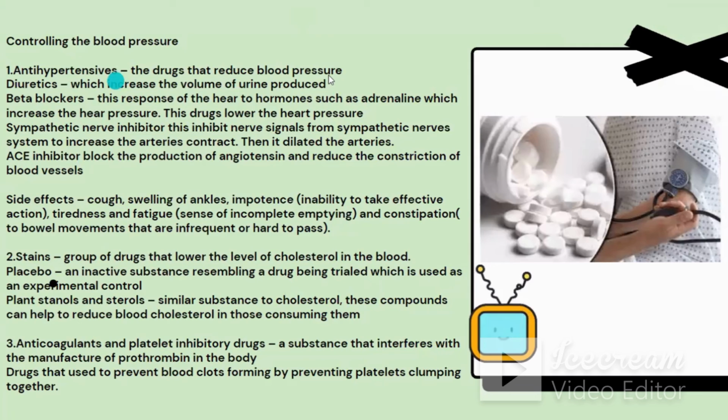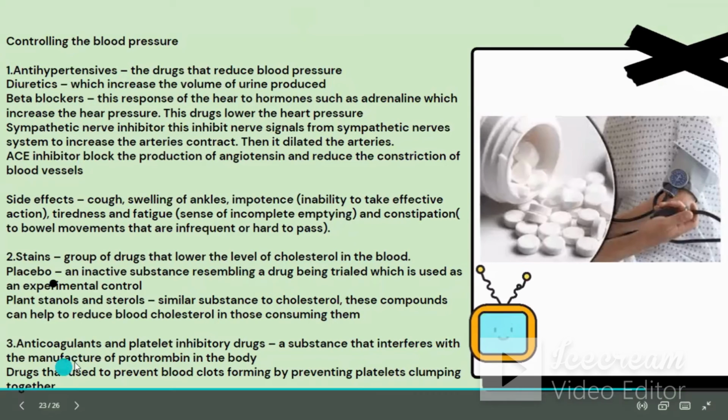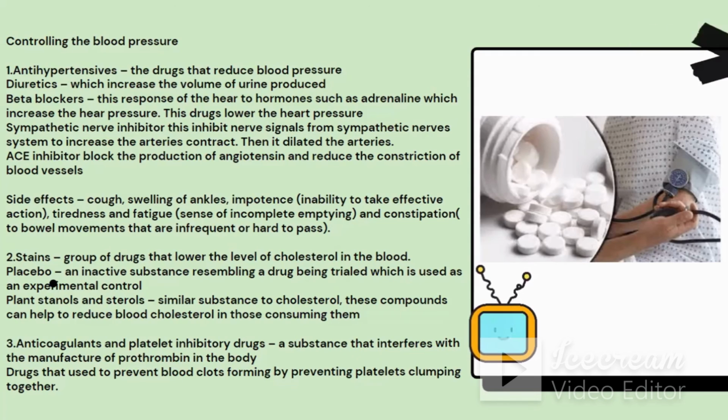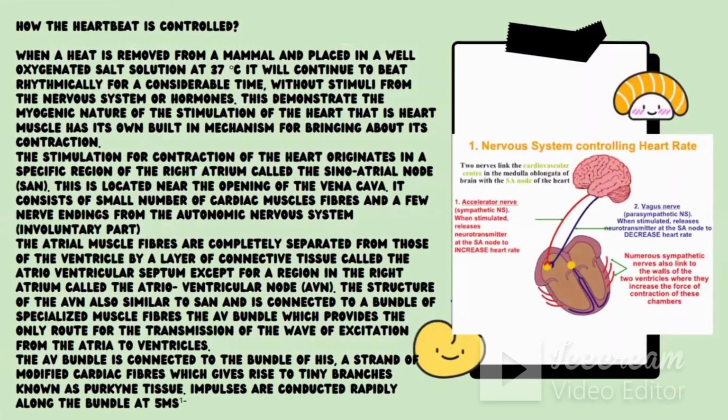That means cardiovascular diseases. The first one is antihypertensives, which are used to reduce blood pressure. Statins are needed to reduce blood cholesterol level, and anticoagulants and platelet inhibitors are important to reduce blood clots, which means reducing the production of prothrombin. These are the types of drugs we can use to stop cardiovascular diseases.